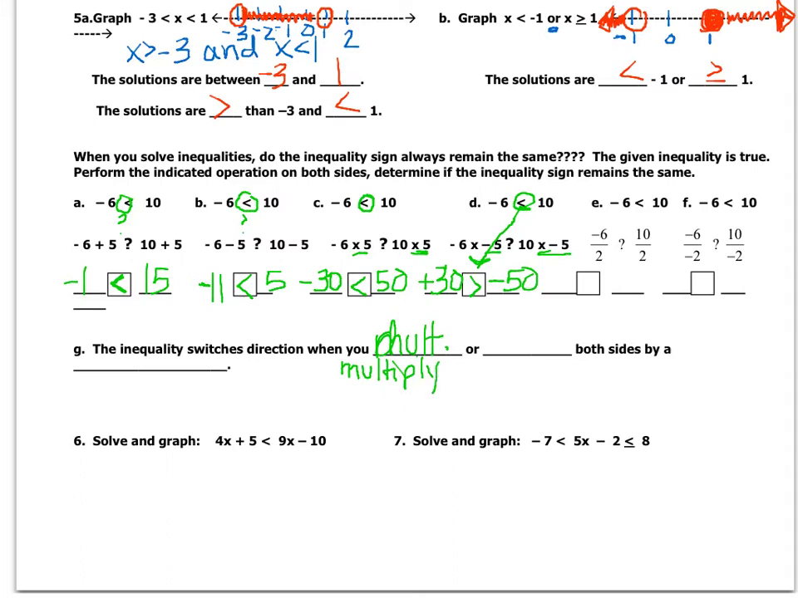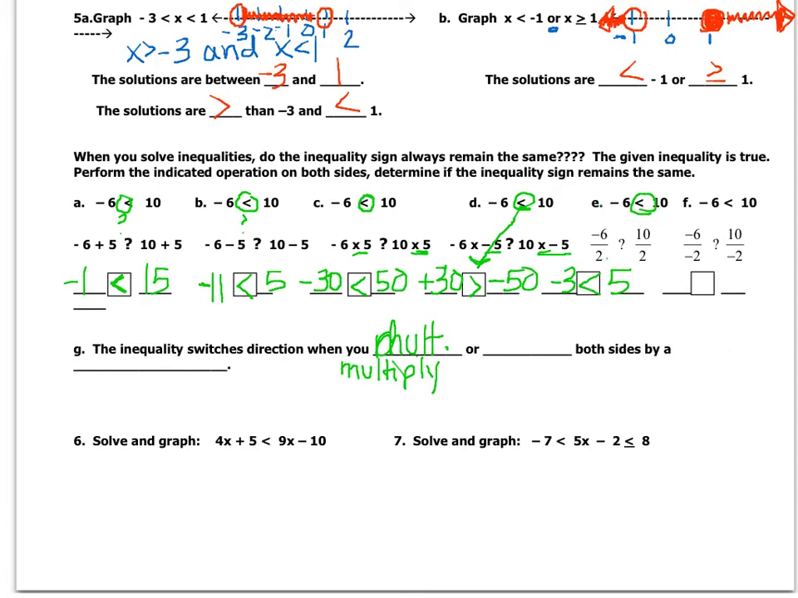Let's look at this last one. We're going to divide this one for E. We're going to divide both sides by 2. -6 divided by 2 is -3. 10 divided by 2 is 5. This sign is less than. Well, is that the same? Is -3 less than 5? Yes, it is. So dividing by positive 2 kept the sign the same.